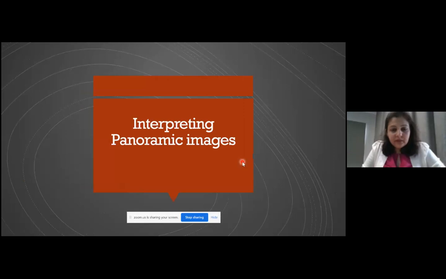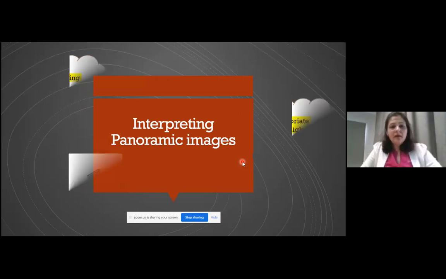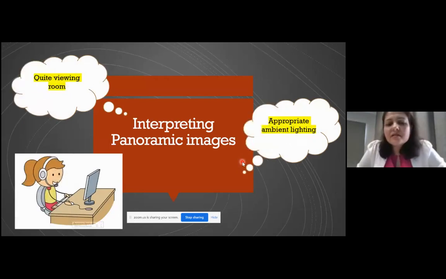Right. Now let's move on to the more interesting part of the webinar that you've all been waiting for, interpreting the panoramic images. Okay, so when you're interpreting, there are some things which are important and you need to keep in mind. That is a quiet viewing room and appropriate ambient lighting. Now we are all viewing images on a computer, so it's important that you don't have too much noise around you, so it lets you focus on the image, and that you have proper lighting: your screen is well lit, and the surrounding lighting is not too bright, so that you don't lose focus on what you're supposed to see in the image. So that is the meaning of that.